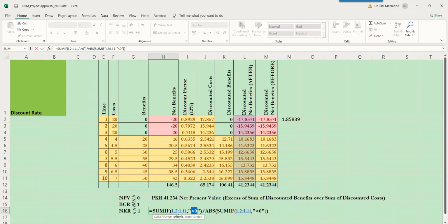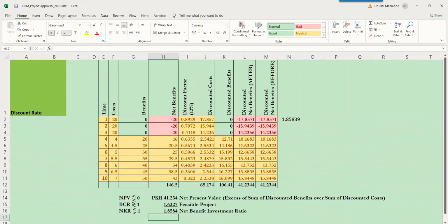So it will sum only if the values are greater than 0, or in other words, the values are positive. So all these values that are positive here, starting from 10.1683 till 13.8448, it will give us the sum, and then I divide it by the absolute sign of this sum, that is, no negative sign will be there, and this sum will actually be a conditional sum. It will sum all those values from L2 till L11 that are fulfilling the criterion that they are negative, that they are less than 0. Definitely the values from minus 17.8571 till minus 14.2356 will be selected, and then if I enter, I get the same answer as I got before by using that more of a manual approach.